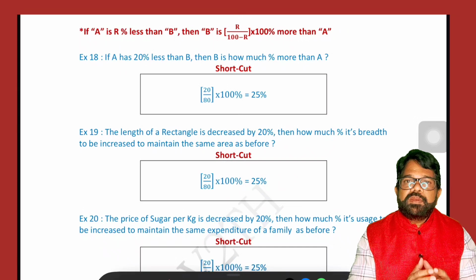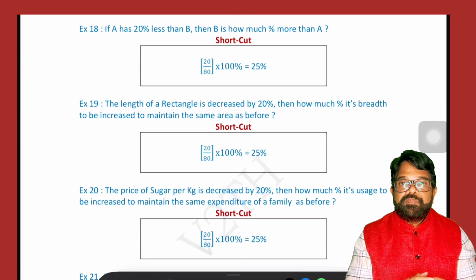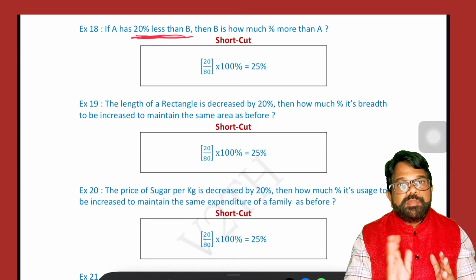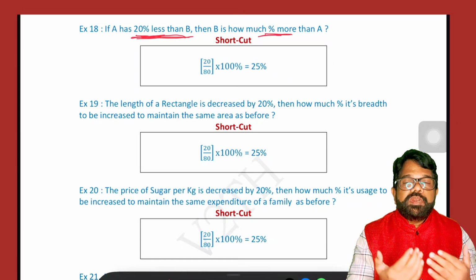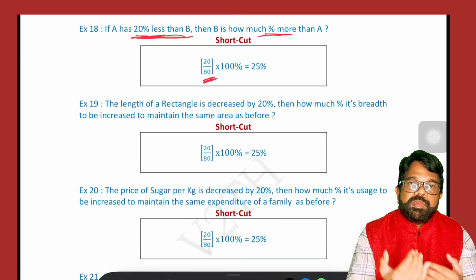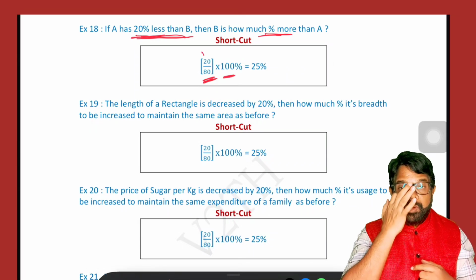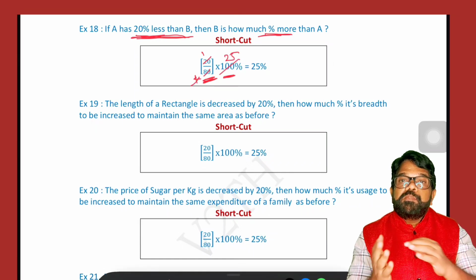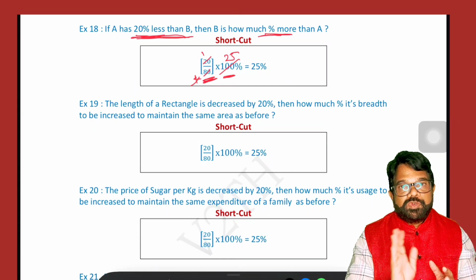Now see here, observe the screen. If A is 20% less than B, then B is how much percent more than A? Don't say 20%. What is the keynote here? R by 100 minus R. R is 20, so 20 by 100 minus 20, which is 80. 20 by 80 into 100. What is 20 by 80? 20 gets cancelled, 4 into 25 gets cancelled. So our answer will be 25%. B is 25% more than A. Don't say 20%.